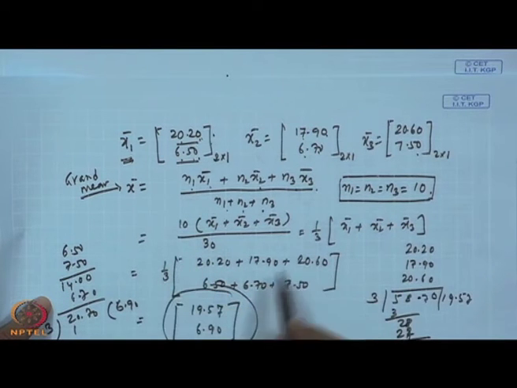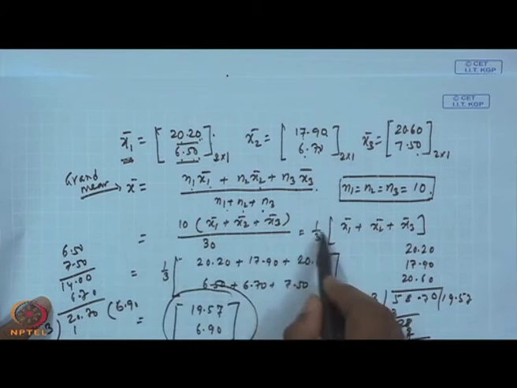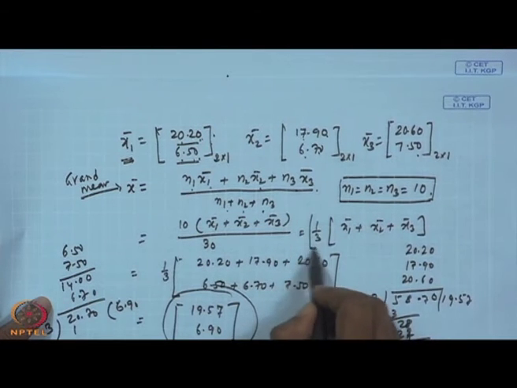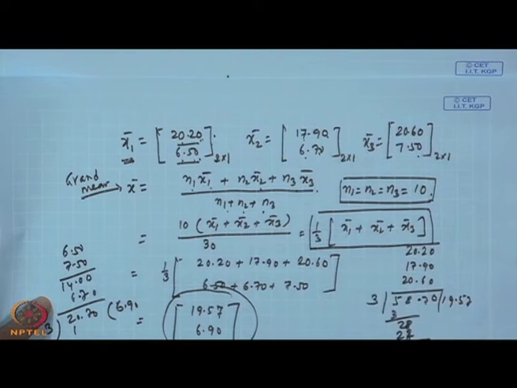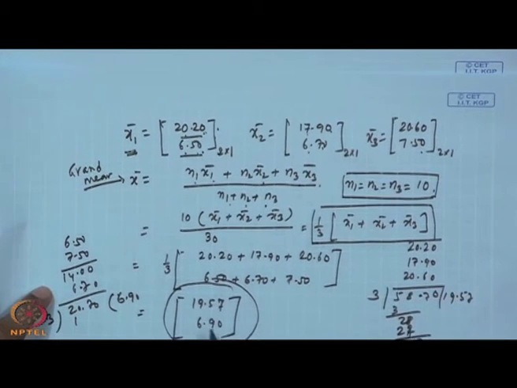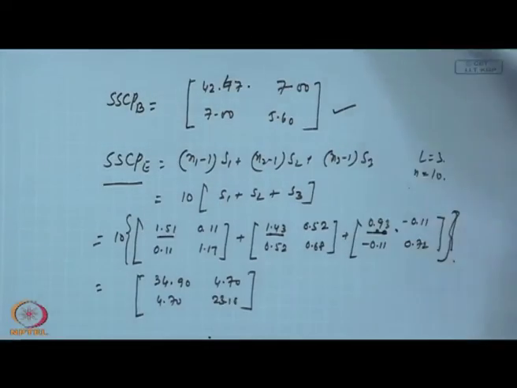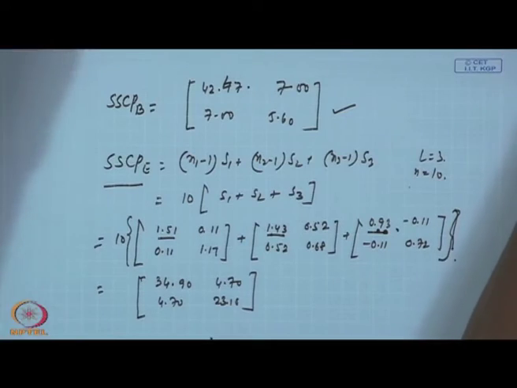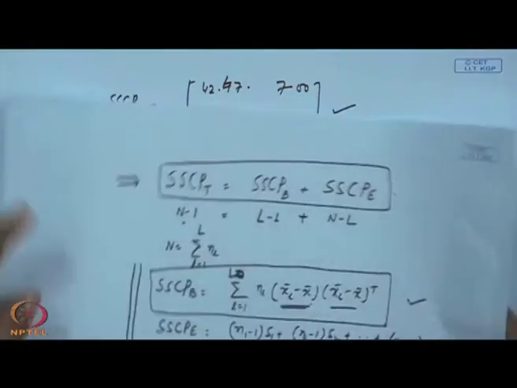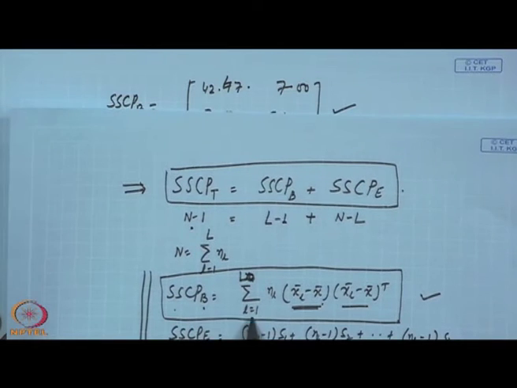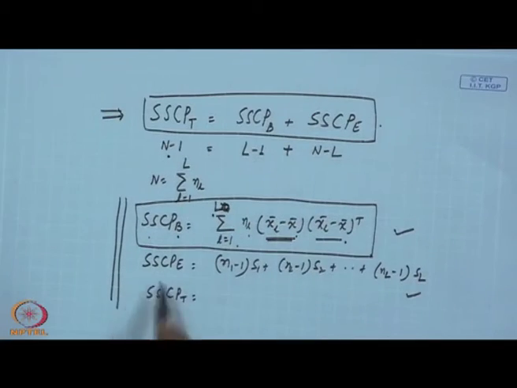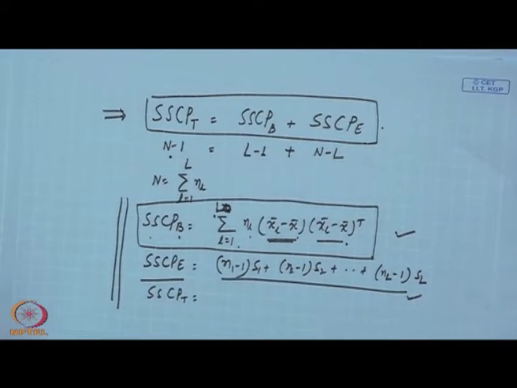So finally it goes to this: x bar is 1 by 3 times the sum of the three mean vectors, and the resultant value is this. Our grand mean is 19.57 and 6.90, and then we computed SSCP B using this formulation. SSCP B is the sum over L equal to 1 to capital L of nL into this, and SSCP E is this value.